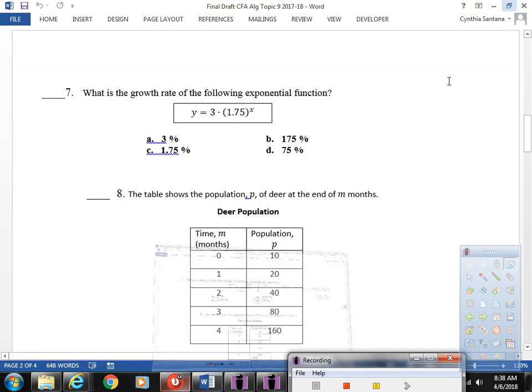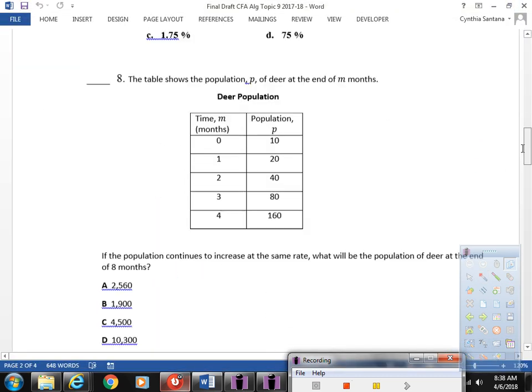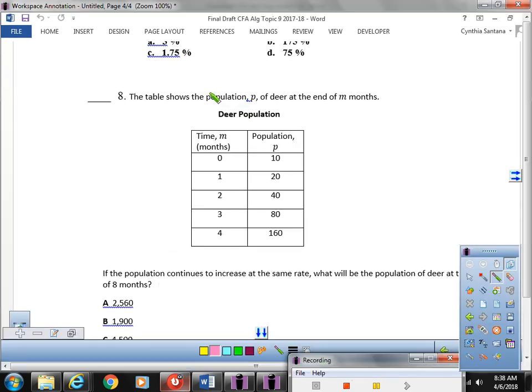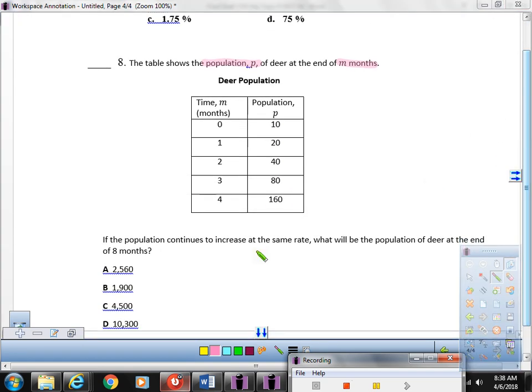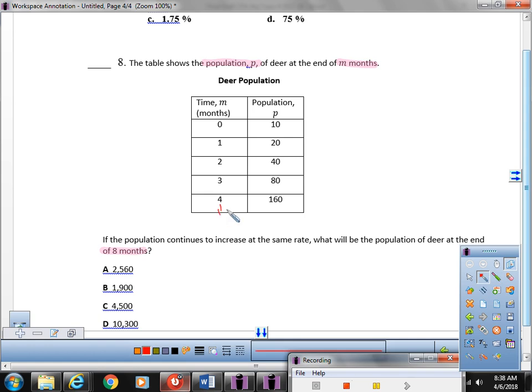Okay. Alright, so on number 8, they gave you a table and it shows the population of P deer at the end of M months. And these are the numbers. You had something like that on the review. Remember they were talking about mice and it was different numbers. And so if you look, it says if the population continues to increase at the same rate, what will be the population of deer after 8 months? In other words, if you were to continue this, what is this number?